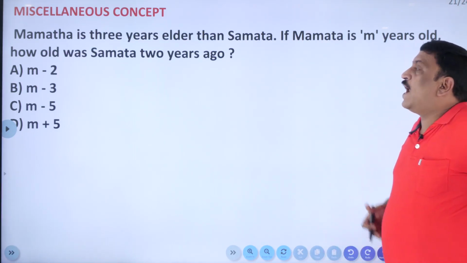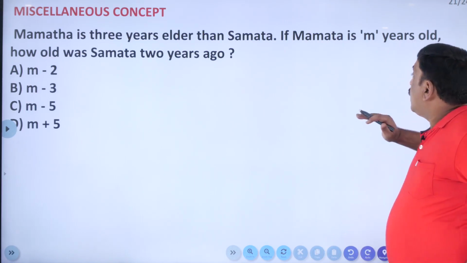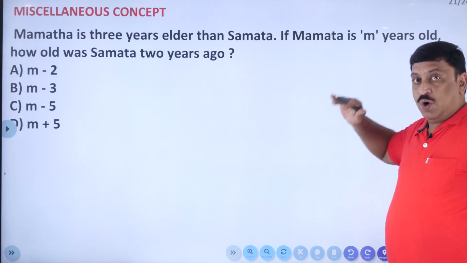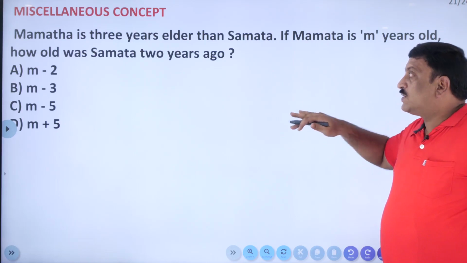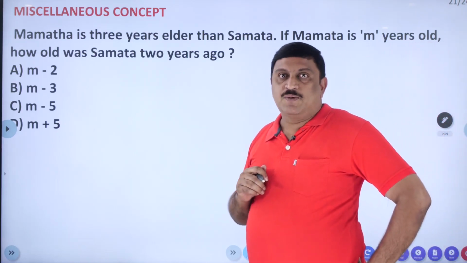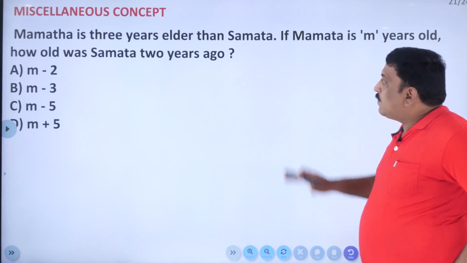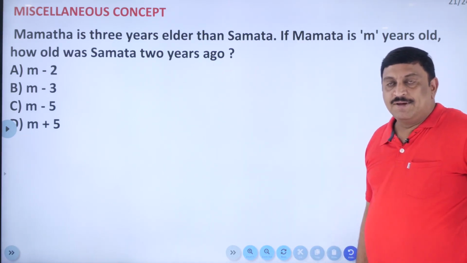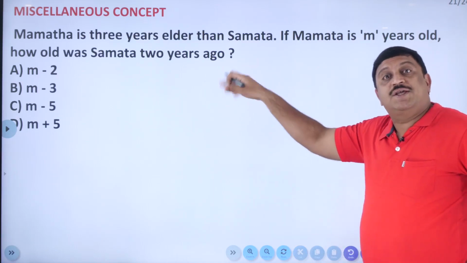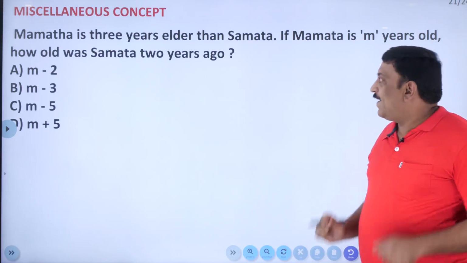Mamata is 3 years elder than Samata. If Mamata is M years old, how old was Samata 2 years ago? So they are asking about Samata in terms of Mamata. But what is Mamata? Mamata is 3 years older than Samata. Not understood, right? Okay then.